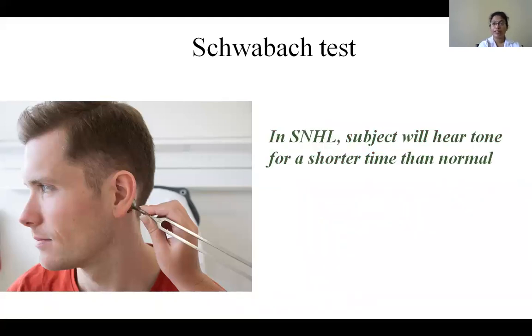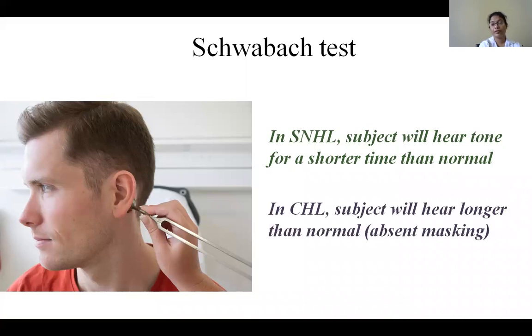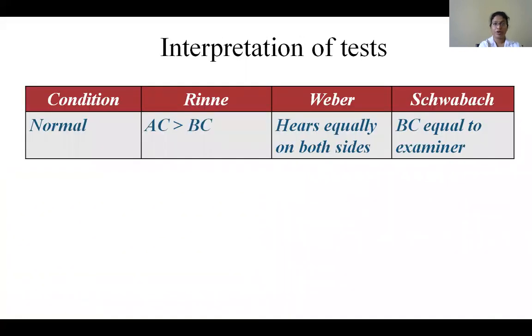So whenever there is sensory neural hearing loss, the subject will hear the tone for a shorter time than that of normal. Whereas in case of conductive hearing loss, the subject might hear longer than that of normal because of the absent masking effect. So how do we interpret this tuning fork test? So normally in Rinne's, air conduction is more than that of bone conduction.